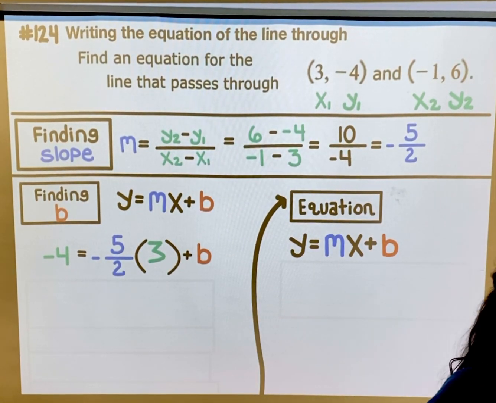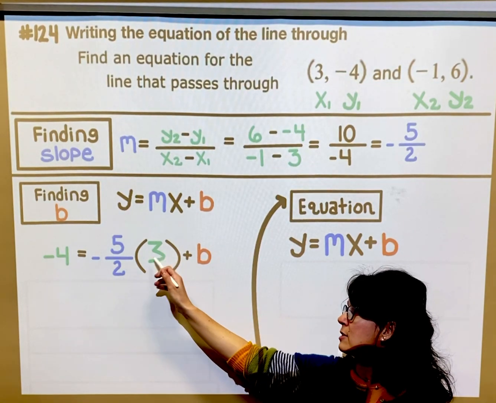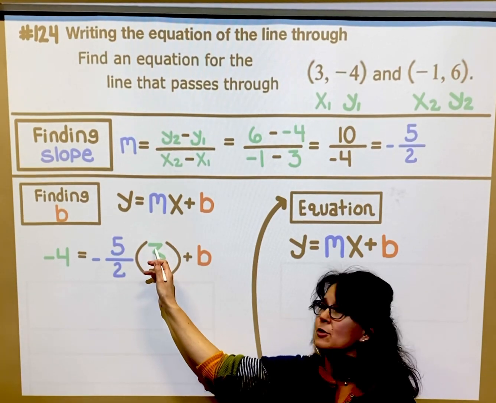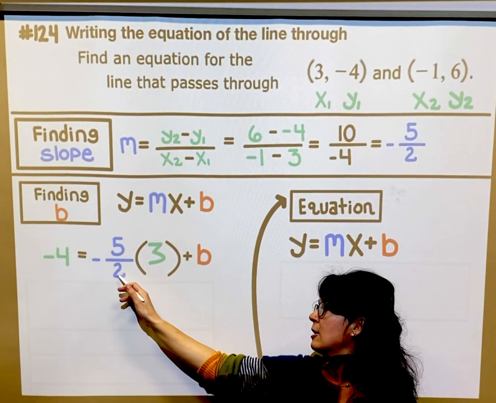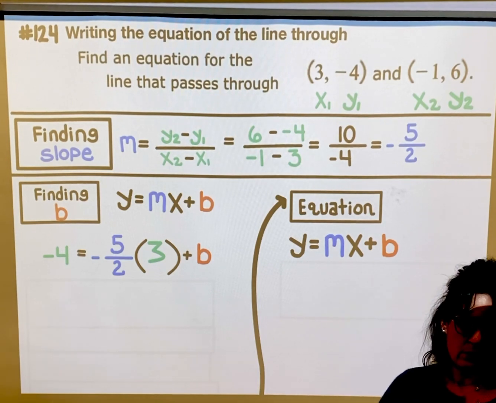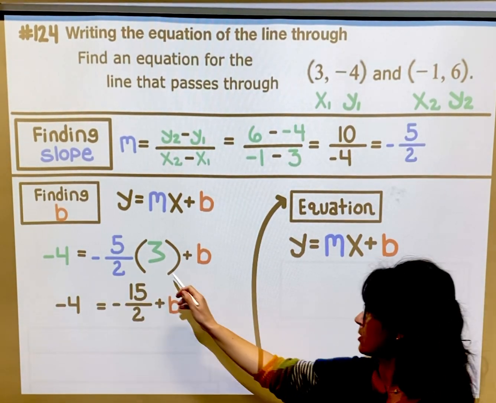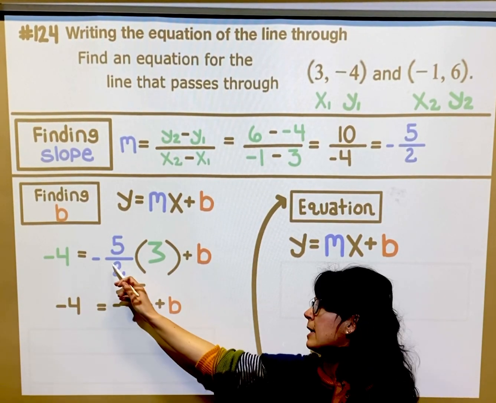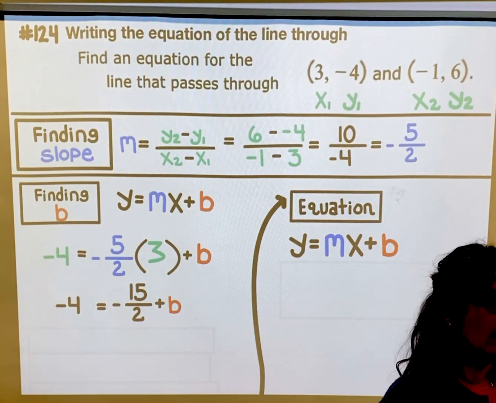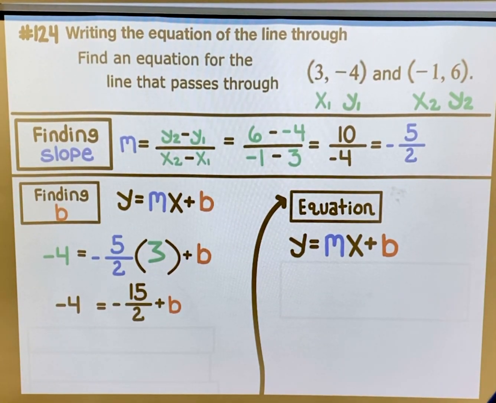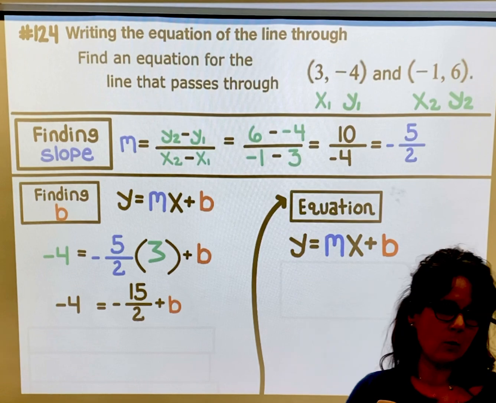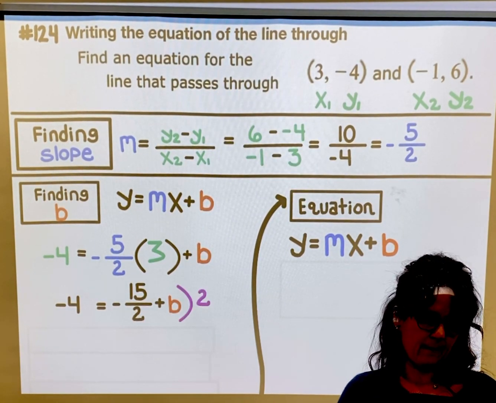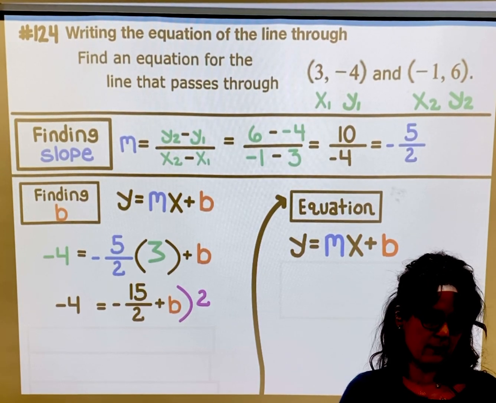When you multiply fractions, you just multiply across. So this 3 is over 1. So I have -5 times 3 is -15, and 2 times 1 is 2. A negative times a positive is a negative. Now I don't like dealing with fractions, so the quick way to get rid of your fractions is to multiply both sides by the denominator.